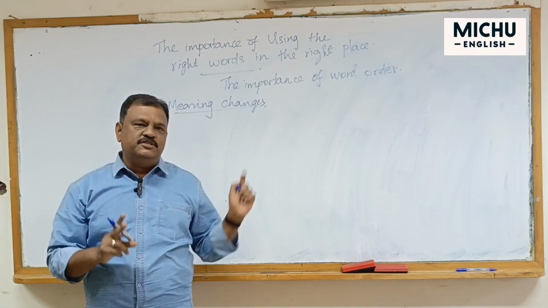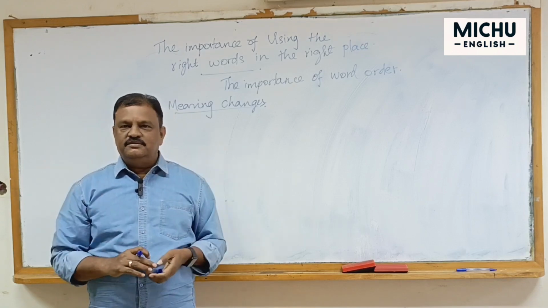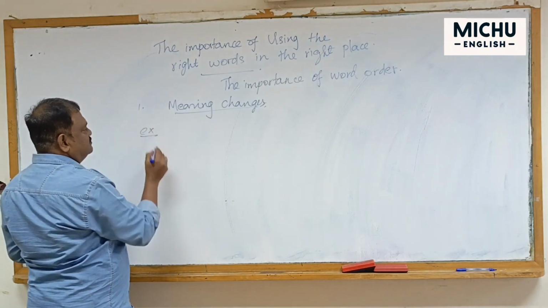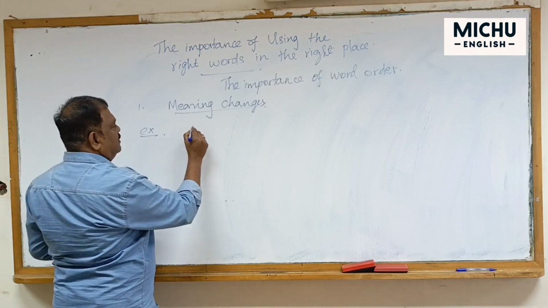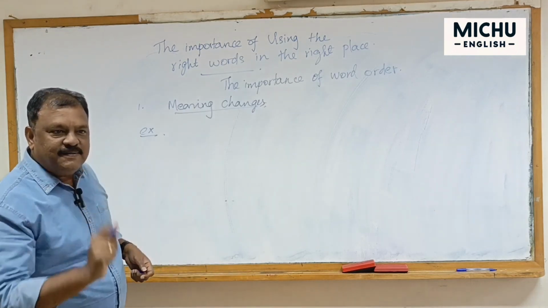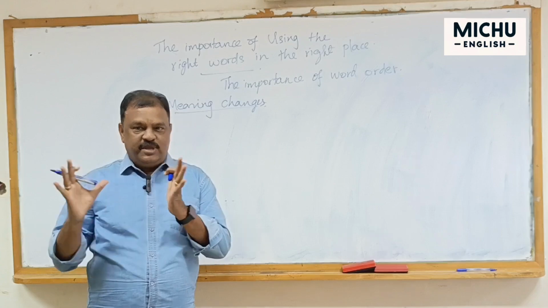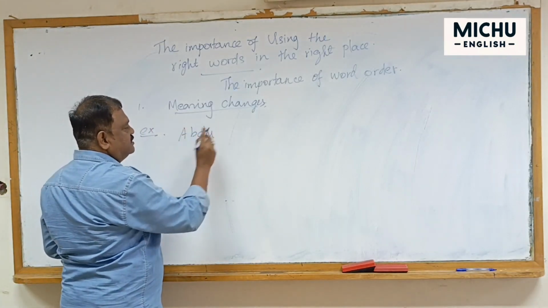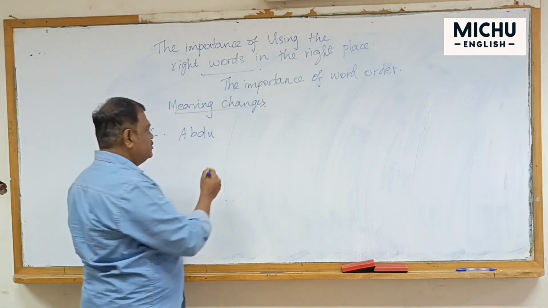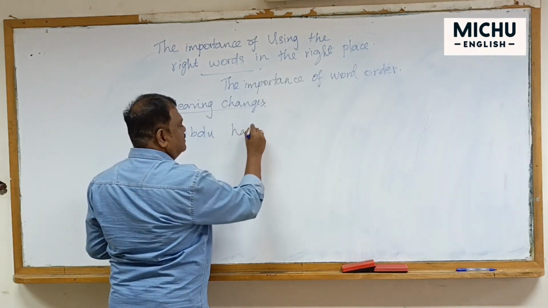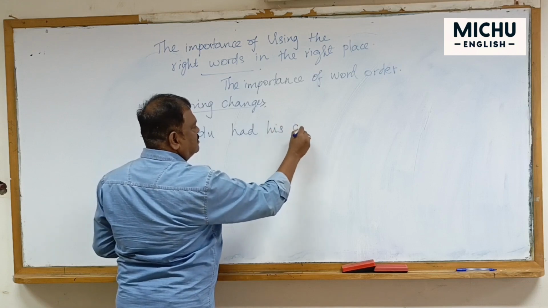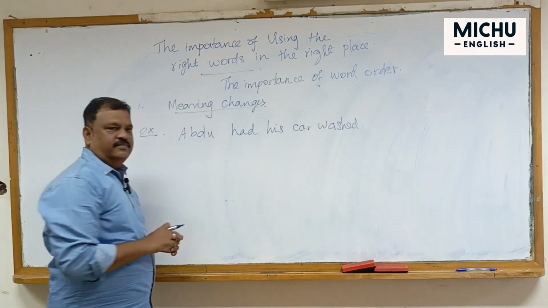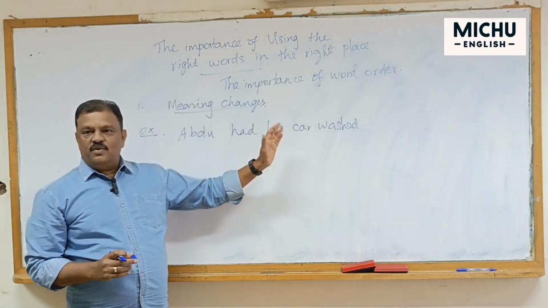I'm going to give you two examples here. Let us discuss together. Example one. What's your name, Mr. Abdul Salam? So I'll take only Abdu, just to write shortly. Abdu had his car washed.